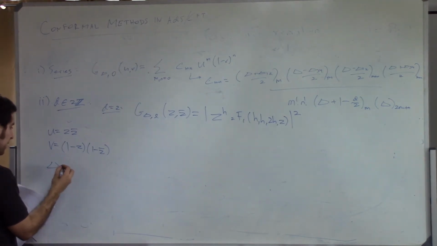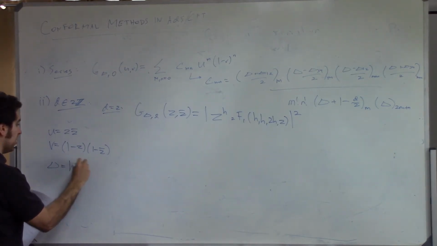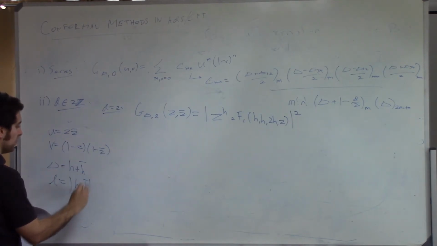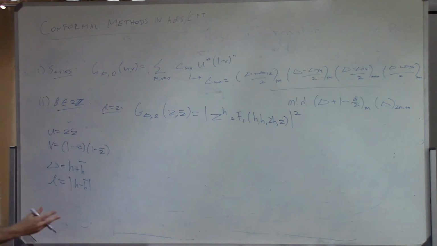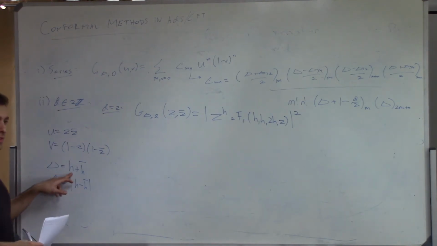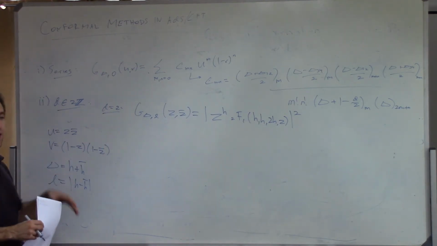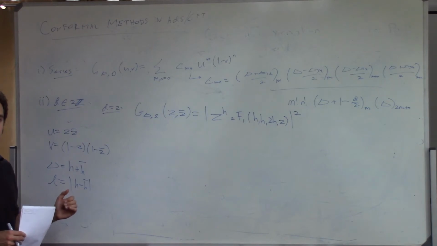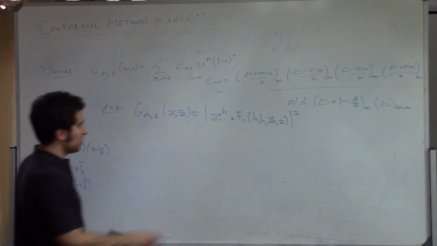But if I define delta as h plus h-bar, and the spin as the absolute value of h minus h-bar, that defines h and h-bar. And again, you should think of h as the scaling dimension associated to the left-moving half of the global conformal symmetry, and h-bar is associated to the scaling dimension of the right-moving half of the global conformal symmetry. Okay. So this is very nice.